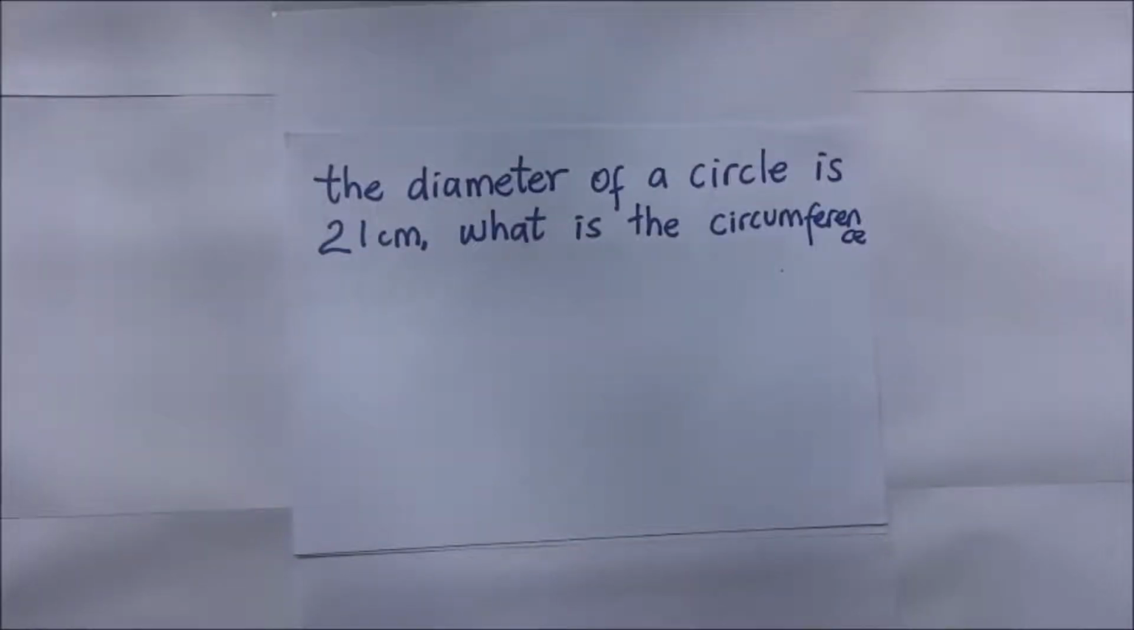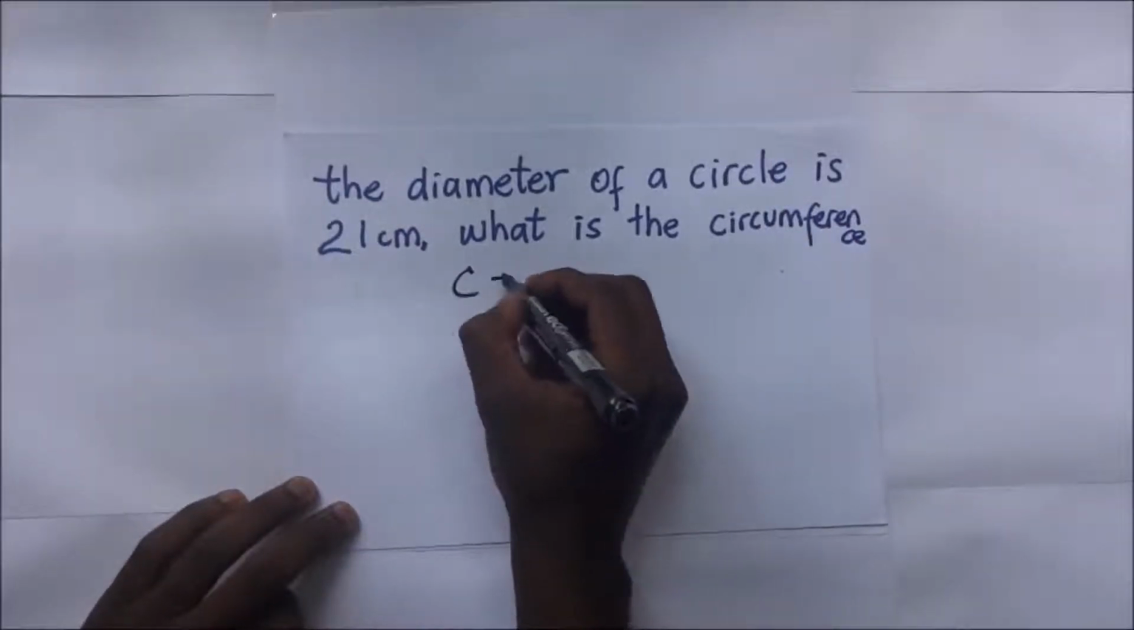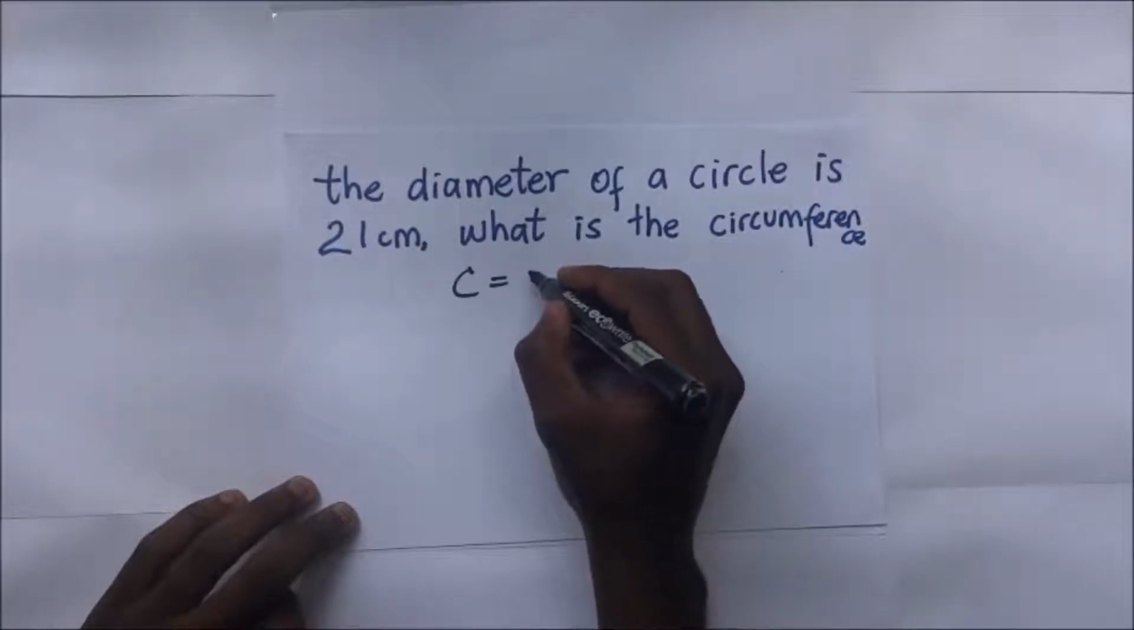The diameter of a circle is 21 centimeters. What is the circumference? So we know that the formula for circumference, C is equal to pi d or 2 pi r.